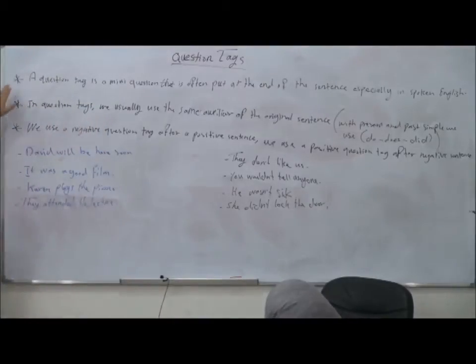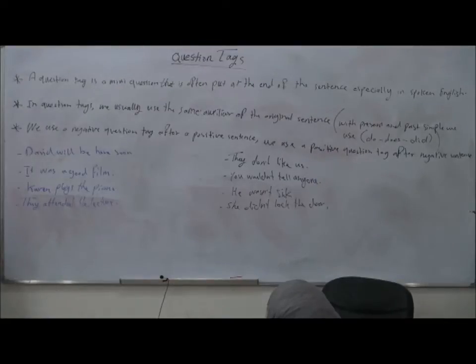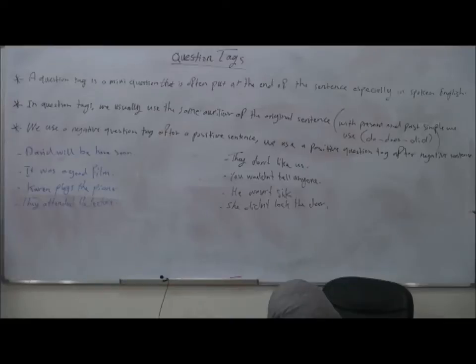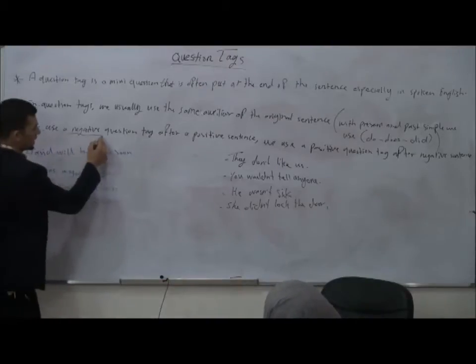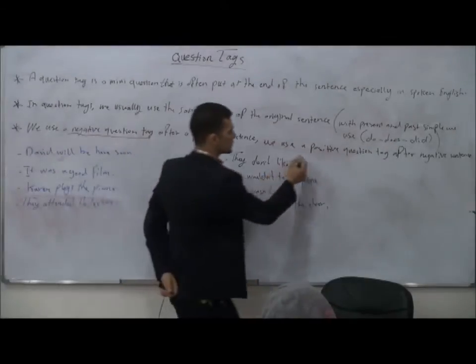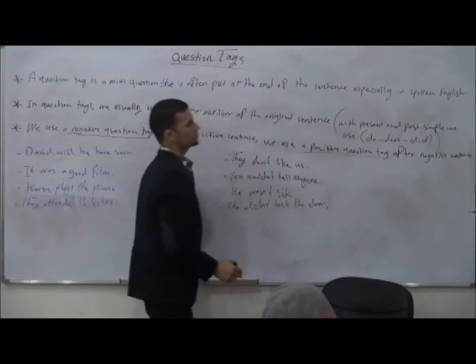So now, number one, the definition of a question tag. Number two, how to form a question tag. A question tag is usually formed using the auxiliary of the original sentence. But we have only one more point. Who can read it? Rawa? We use a negative question tag after a positive sentence. This is very important. Yes. And we use a positive question tag after a negative sentence.